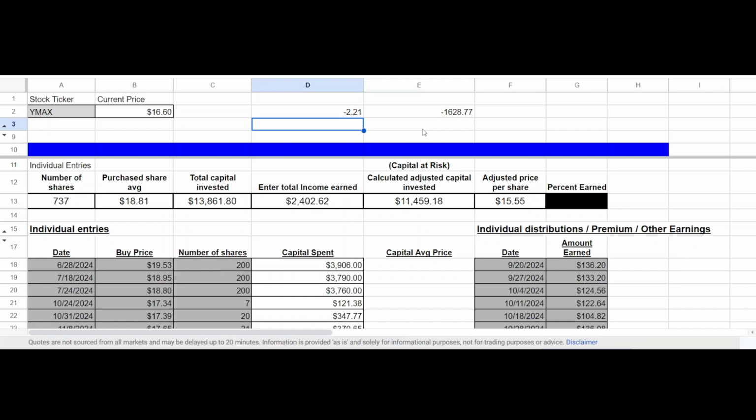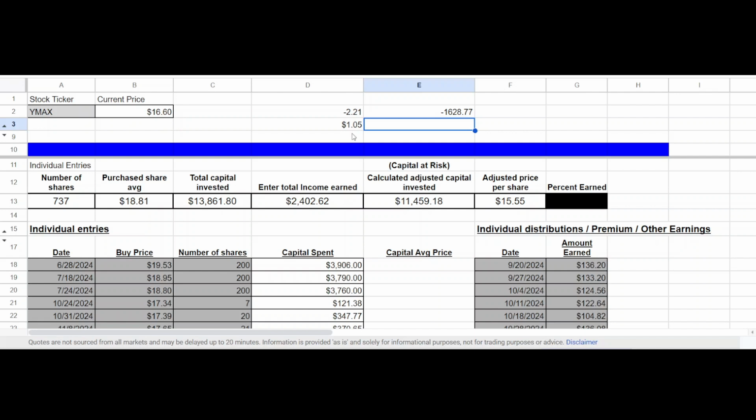So we can take this and we can say the $16.60 minus my new calculated average of $15.55. So now I'm actually up $1.05. So I've made $1.05 instead of losing $2.21. You're starting to see why this is important.